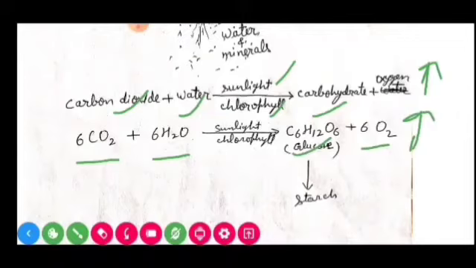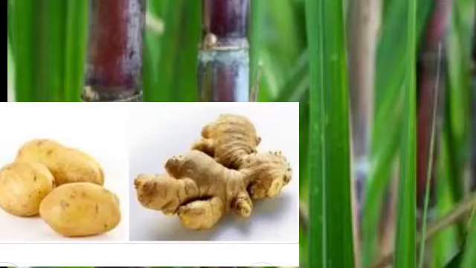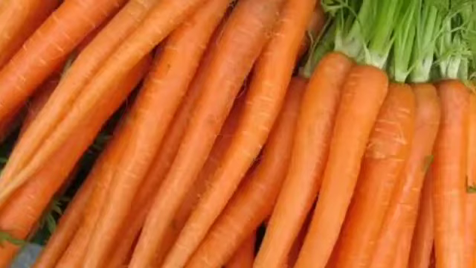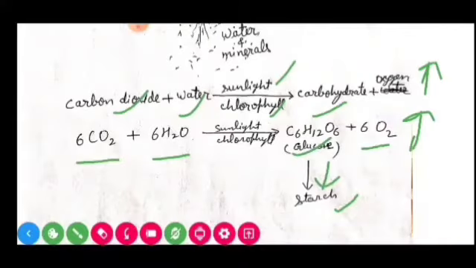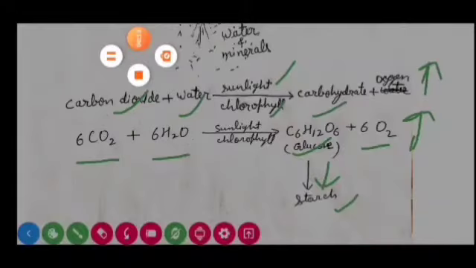Whatever food is prepared by the plants is in the form of glucose, the simplest form of carbohydrate. Later it is converted into starch and stored in various parts of the plants. Different plants store their food in different parts: some store in the stem, some in the roots, some in the leaves. That part is used by human beings and animals also for their food, and they get carbohydrate from the plants in the form of starch.